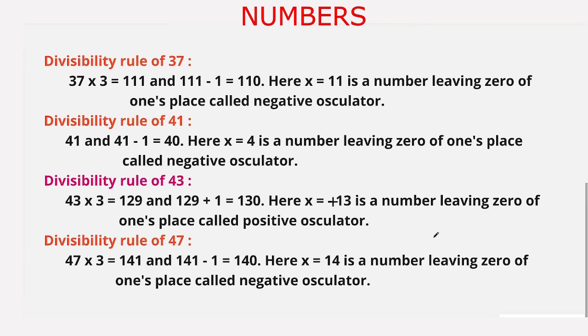And if the number we get after subtracting or adding is divisible by these numbers 37, 41, 43 or 47, then that number is divisible by these numbers. I hope you have understood the method of forming divisibility rule of prime numbers.